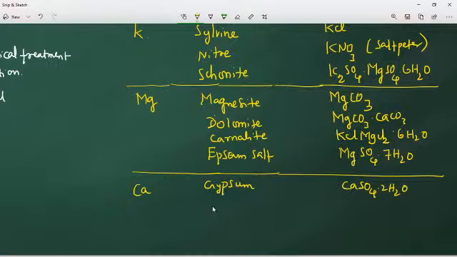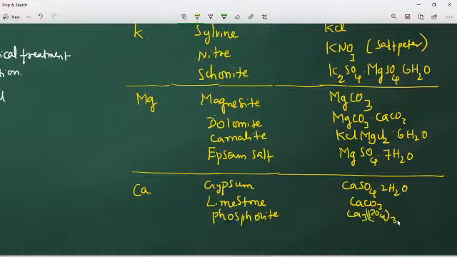The other one is phosphorite, calcium phosphate, that is Ca3(PO4)2. Another one is fluorspar, that is calcium fluoride, CaF2. This is about calcium things.